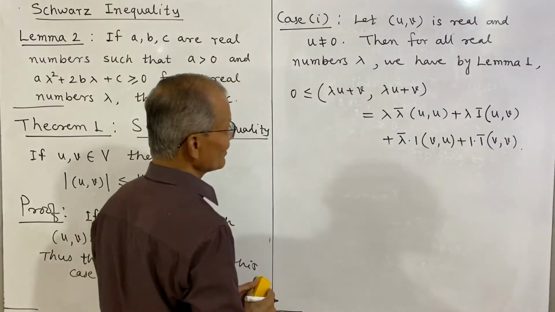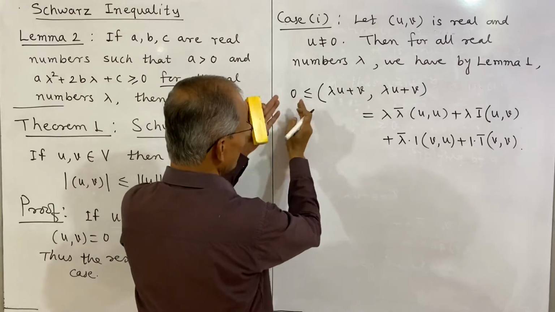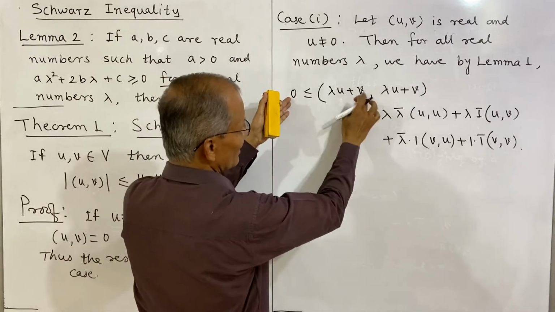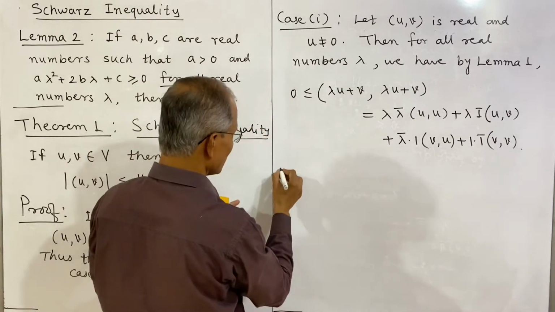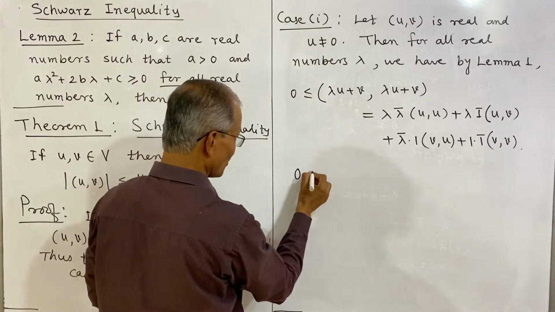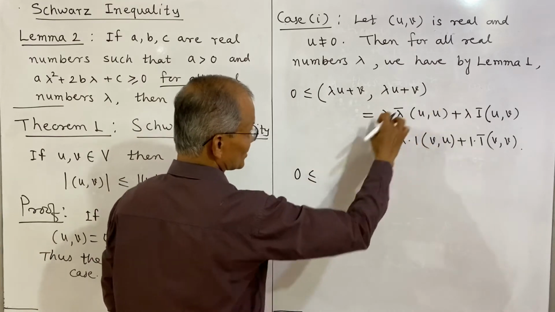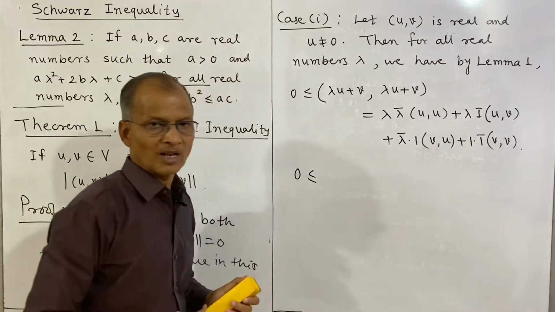Now you see, we can write this as 0, the extreme left side is 0 and these two are equal. But the relation between this 0 and this is less than or equal to, therefore 0 is less than or equal to this expression. And what is lambda into lambda bar?